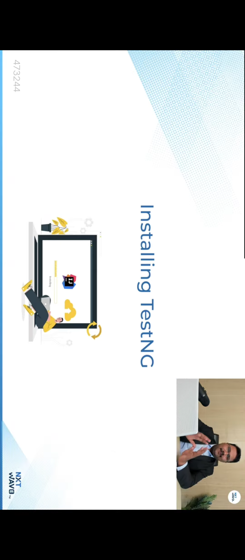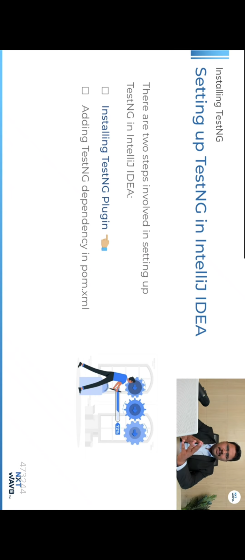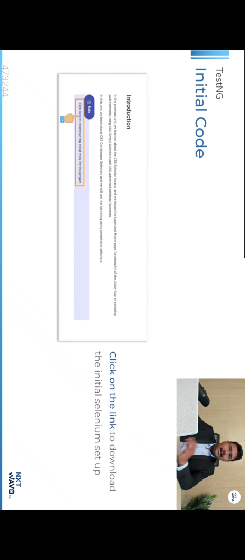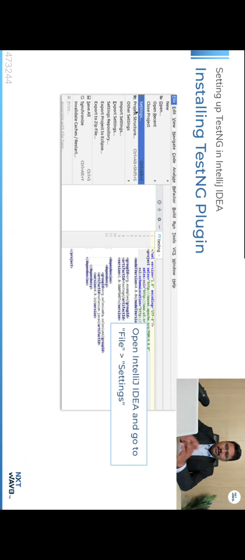Now what we'll do is look into installing and setting up TestNG in our system. There are two steps involved when you're trying to set up TestNG in IntelliJ IDEA, the IDE that we are using. The first step is to install the TestNG plugin. Then we'll add the TestNG dependency in the pom.xml file. But before that, for the scope of this session, we have provided you with the initial code in the reading material. All you have to do is click on the link in the reading material, download the initial session code, and then once you download it, you can install the TestNG plugin.